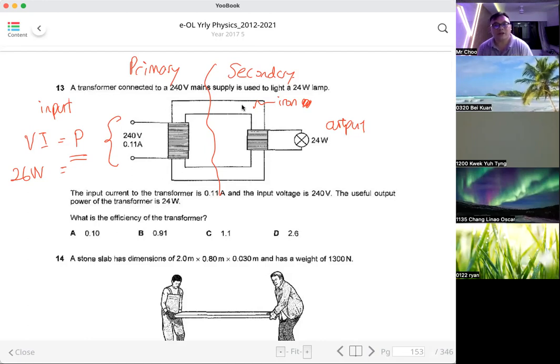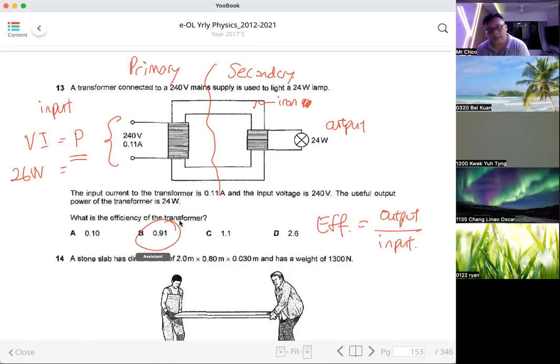Okay, very good. So efficiency, if you want to understand, will be the useful output over input. And then from here you can see output is 24, input is 26. Your answer should be around 0.9. Is that clear? Okay, so the answer for this is 0.9.